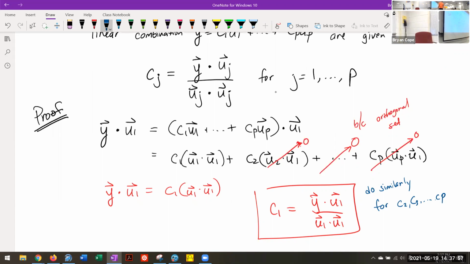Okay? I think that's really, really cool. And the geometry behind this is literally a projection. Let me show you a picture. I promise this is the last thing we'll write. We'll take a break. Let me show you a picture.